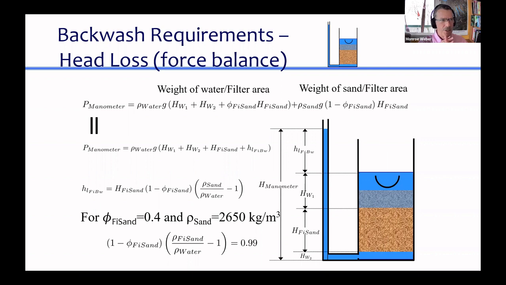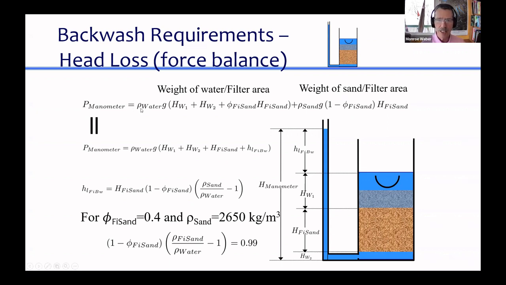but we can still use this statics argument to figure out what the pressure must be at the bottom of the filter. So let's add up the weight of everything that's inside the filter box.